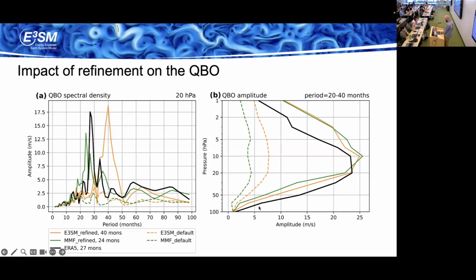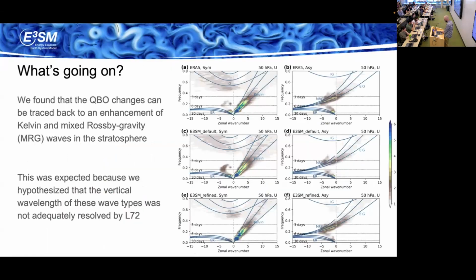Another deficiency I think is kind of interesting is that the QBO doesn't propagate down far enough. It starts diminishing too soon, and it starts too high. I'm not really sure how to fix that yet, but it's an active area of research. Oh yeah, this is a little bit that shows the processes driving the QBO and how they're affected.